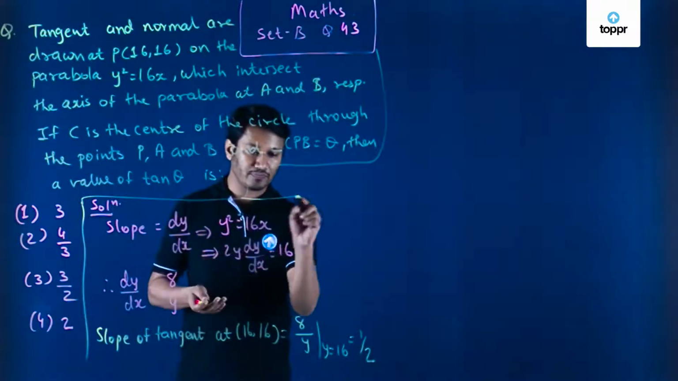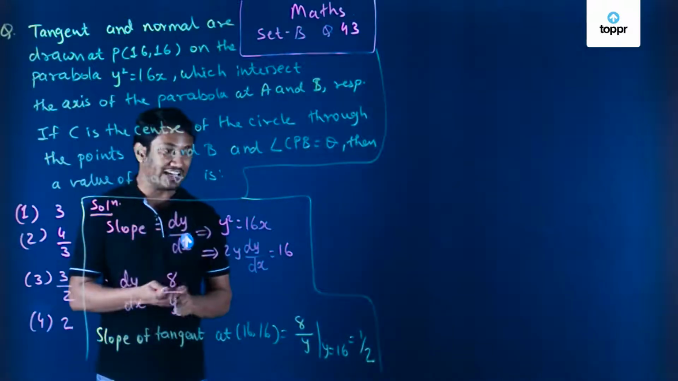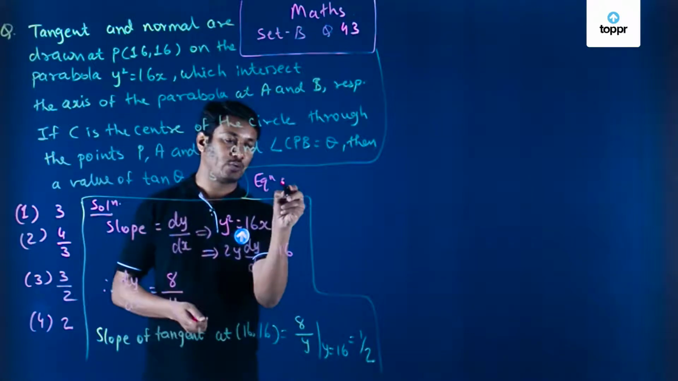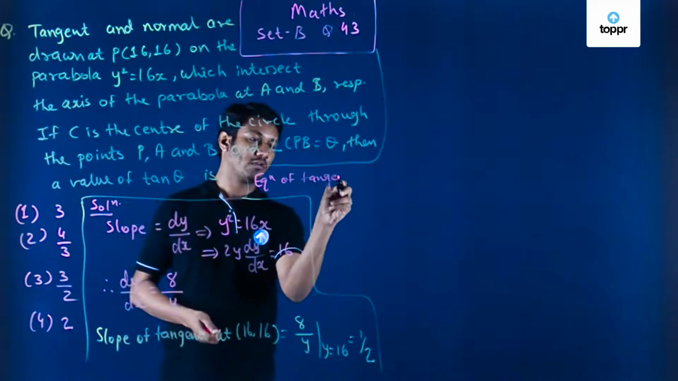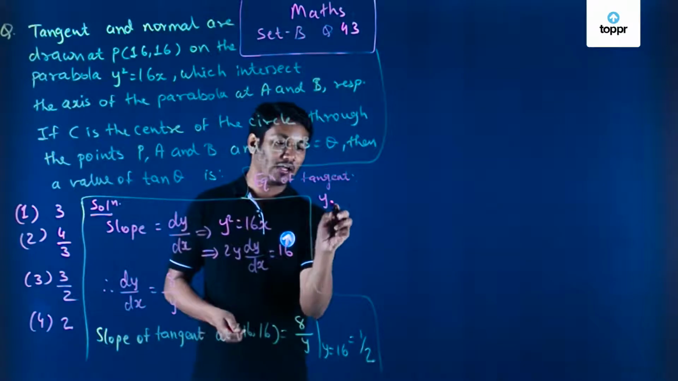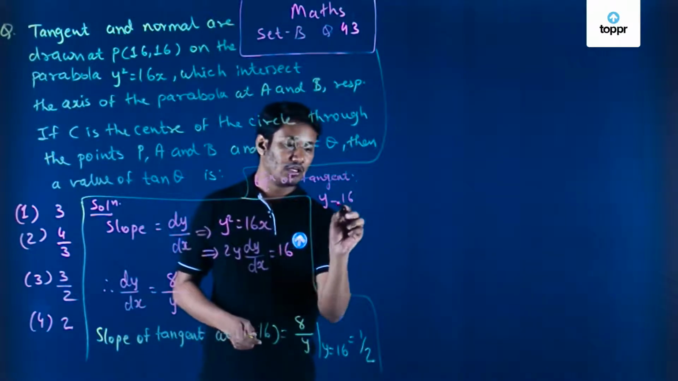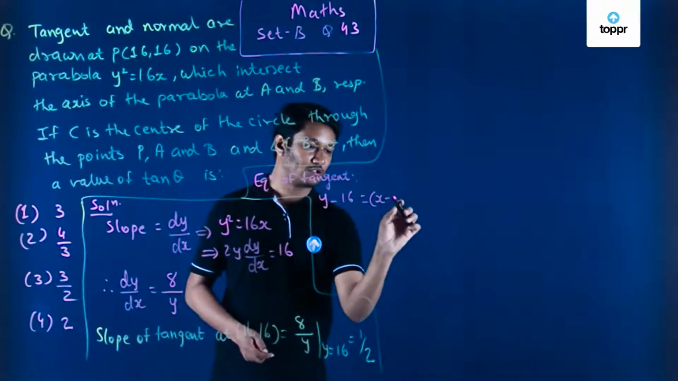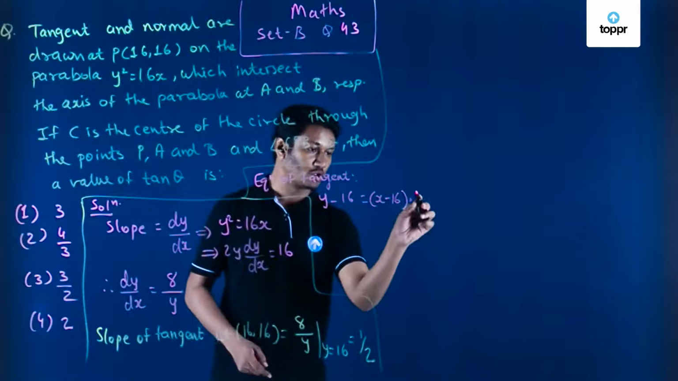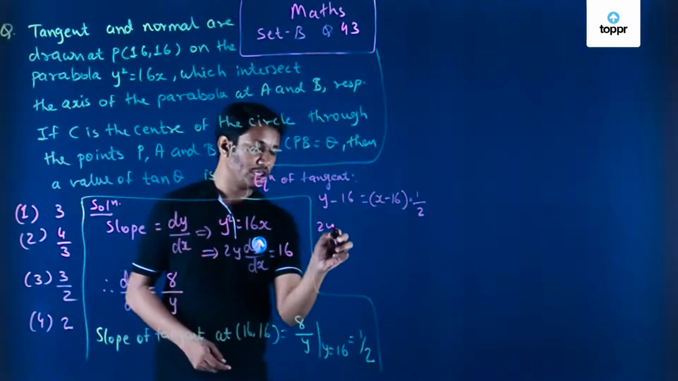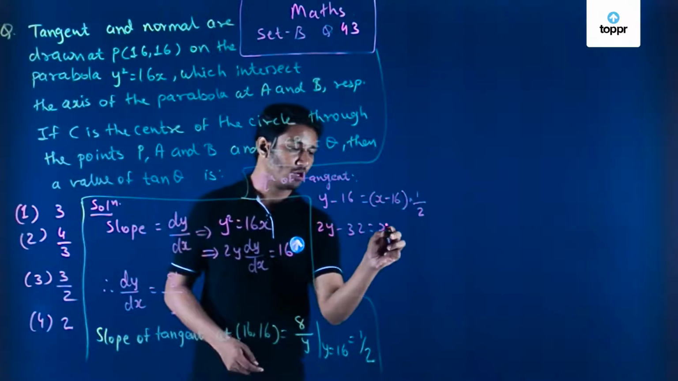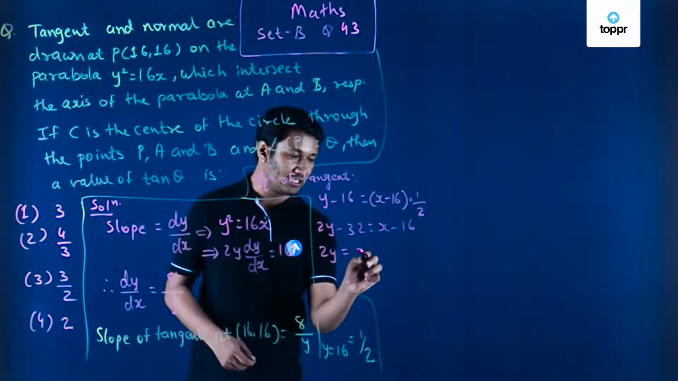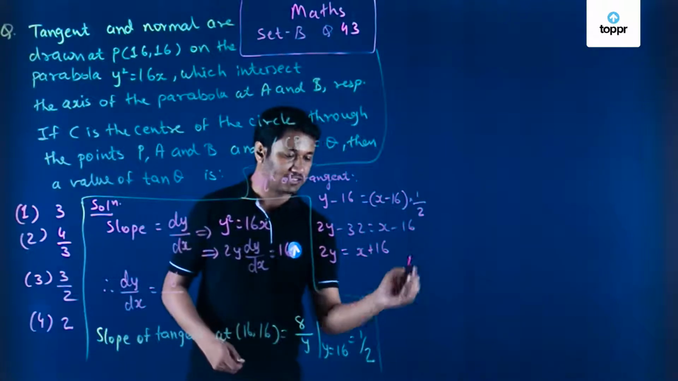Now we know that the tangent is also passing through point (16, 16). So what will be the equation of tangent? The equation of tangent line will be y minus y1, which is 16, equal to x minus x1, x1 is also 16, multiplied by the slope, which is half. This gives me 2y minus 32 = x minus 16, and therefore 2y = x plus 16.